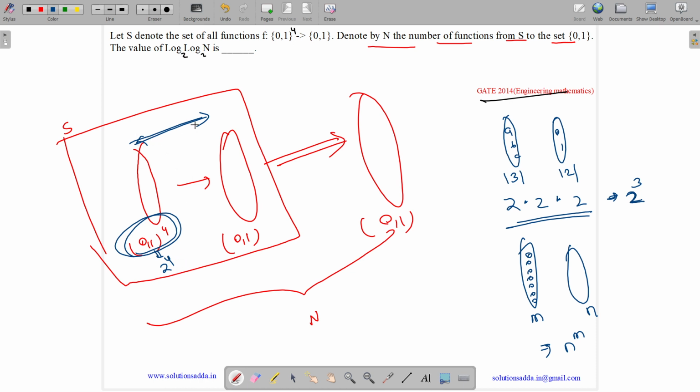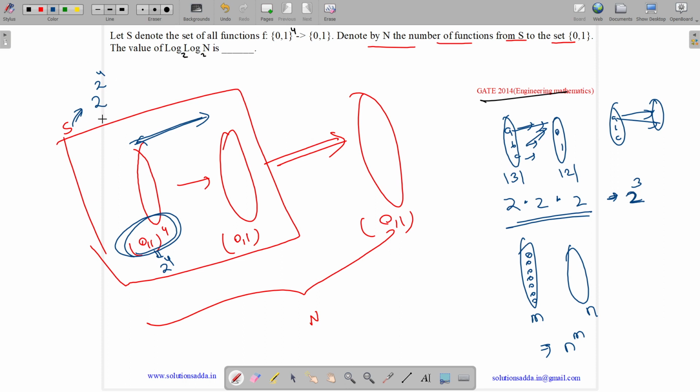Now the number of elements in S will be cardinality of second part, which is 2, to the power cardinality of first part, which is 2 to the power 4. Why? Because each element has unique mapping. So it is possible that A and B both map to 0, but it is not possible that A maps to 0 and 1 both. Okay, so here S has cardinality 2 to the power 2 to the power 4.